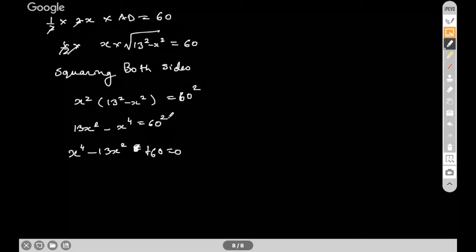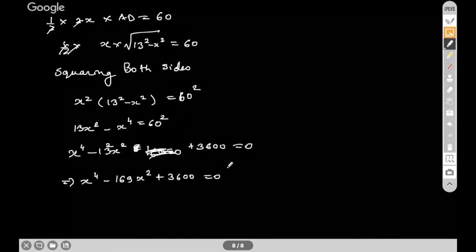This is a mistake. This is square. So this will not be 60, this will be 3600 plus 3600 equals 0. So please be very, very careful. Oh, this is also 13 square, right? So please be very, very careful when you are doing this. So hence it is nothing but x to the power 4 minus 169x square plus 3600 equals 0.